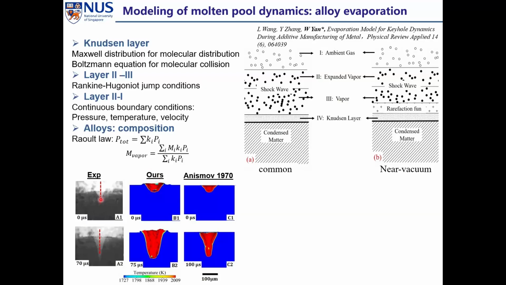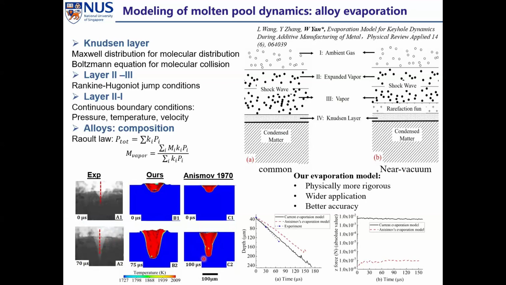And this is the experimental validation against the in-situ X-ray imaging by Argonne National Lab. And you can see this is the keyhole from the first initiation to steady state. It takes 70 microseconds. For our simulation, it takes 75 microseconds, so it's very close. But if we use any simple model, it cannot even reach this state after 100 microseconds. So basically, our model incorporates more physics, and has wider applications to different chemical combinations.